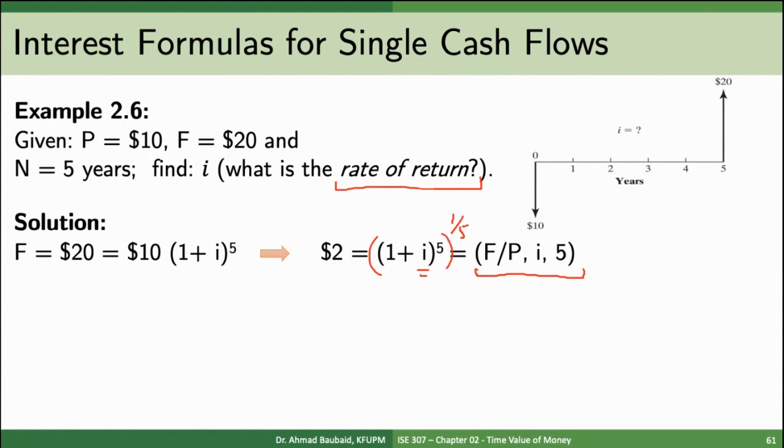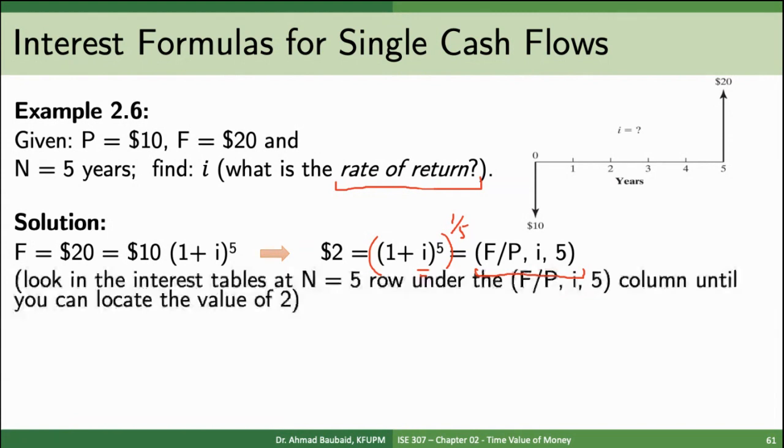So what you're going to have to do is look through interest tables one by one. Here it says you're supposed to look at the row corresponding to n equals 5 and look under this column, and look from table to table until you find 2. So you have to find the compound amount factor that is equal to 2 in some interest table i. Once you find that, you look at what the value of i is for that table, and that's going to be your i. And that solves the problem.